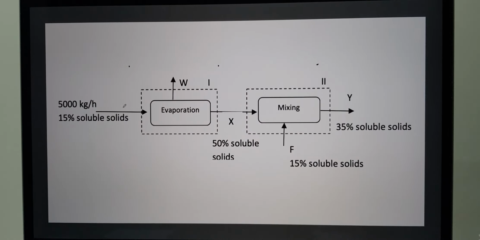Now we move on to question number 8. Okay, question number 8, this one we have two systems. You need to know from the diagram that has been given to you that it already gives you two separate systems. The first system, system number 1, involves evaporation. And then system number 2 involves mixing.